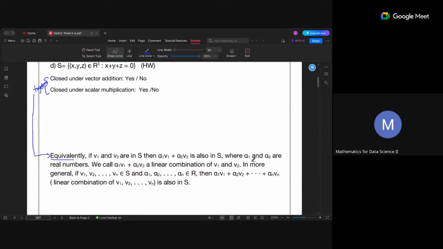V1 and V2. More generally, suppose we have a set of n vectors and n scalars, then this is a linear combination of v1, v2, up to vn. And we know that if this property is satisfied, then this vector, this sum, will also be in S.